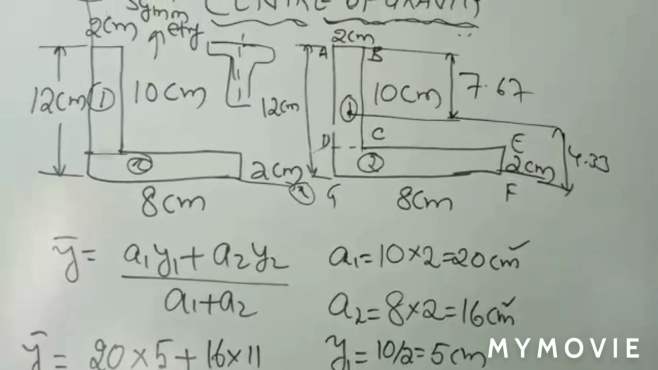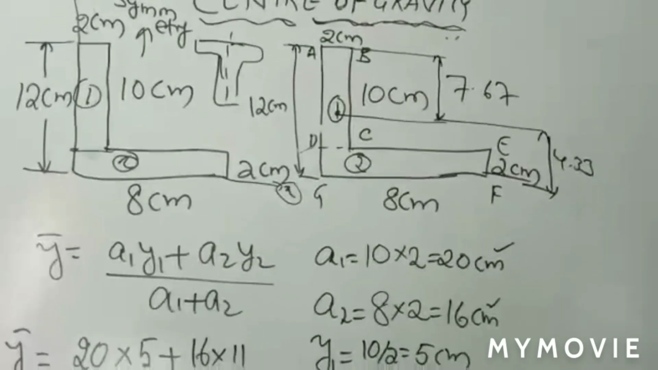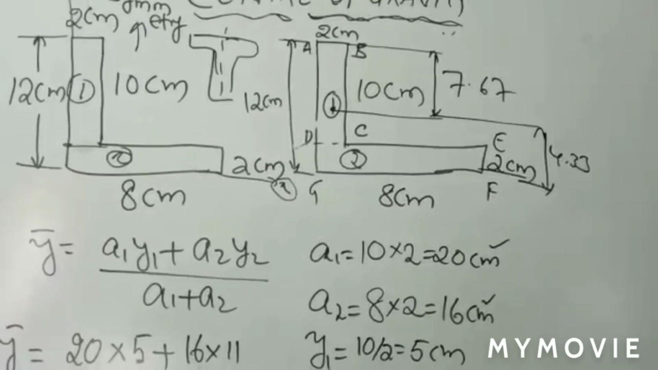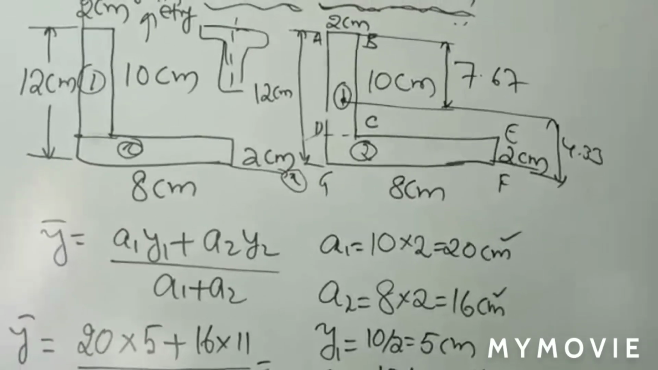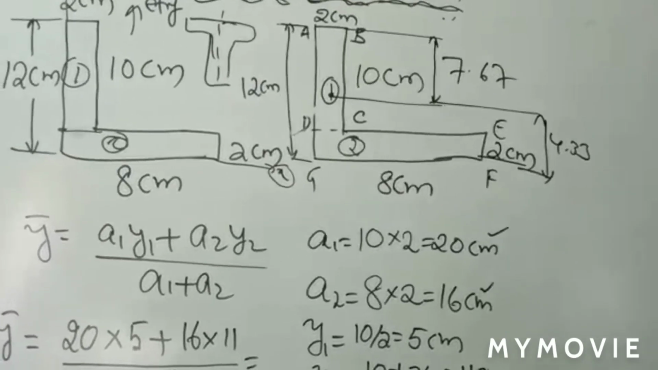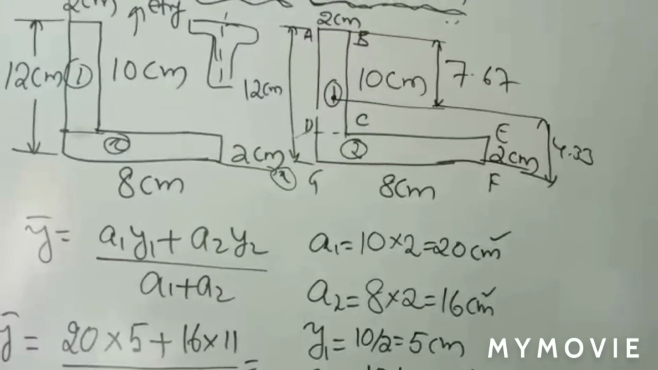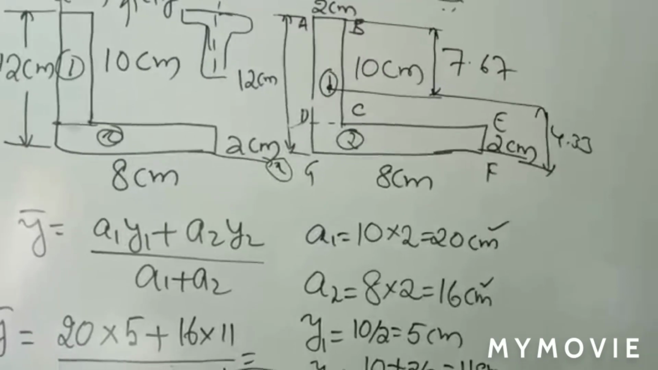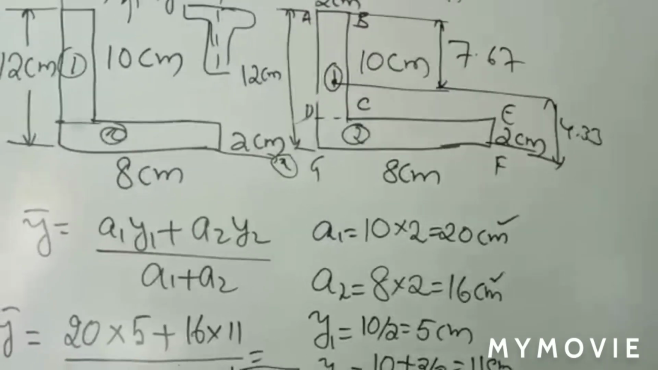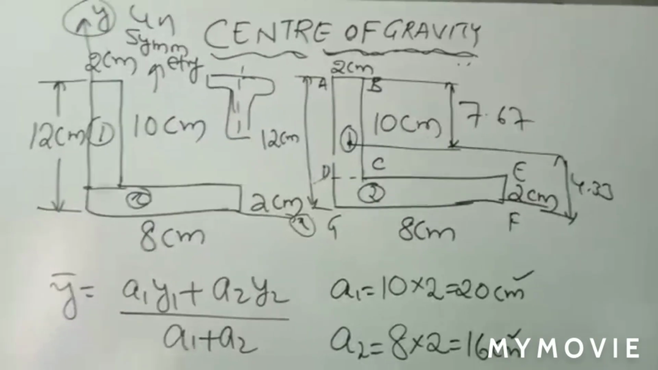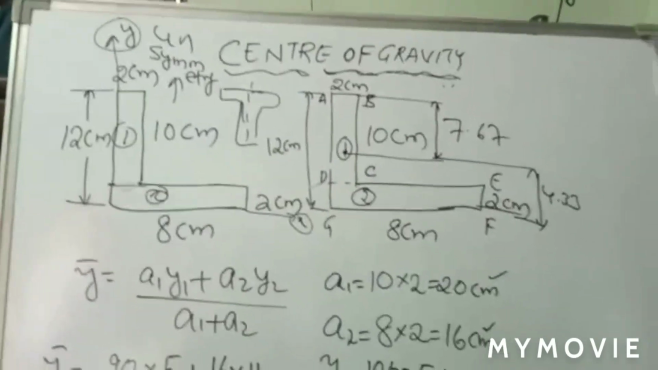Don't get confused by looking at your textbook, because in your textbook they either move from the bottom end or from the top end. Both answers are correct, so that is why I identify two locations. 7.67 is from the top end and 4.33 is from the bottom end. This is how you calculate the centroid value with respect to the y-axis.